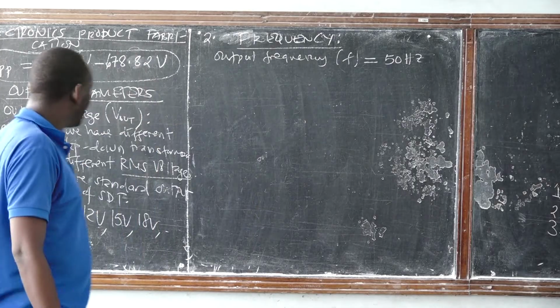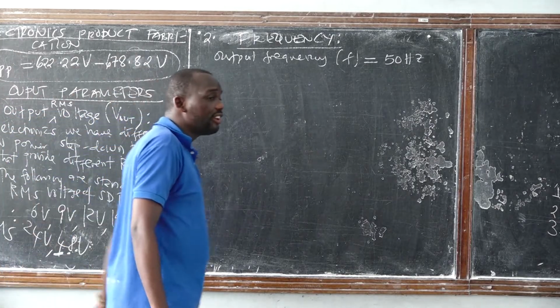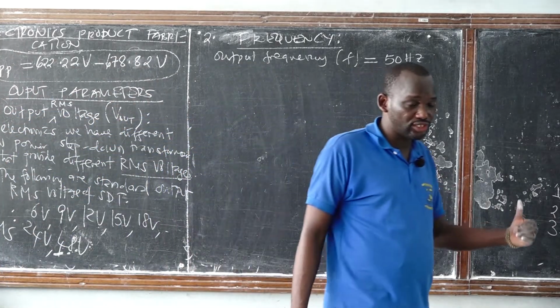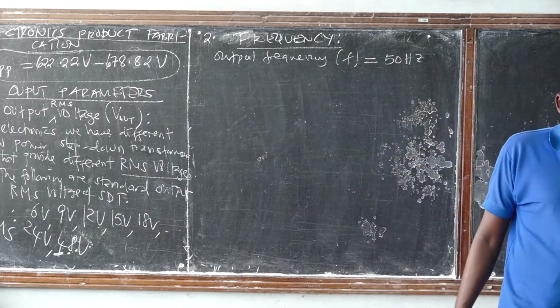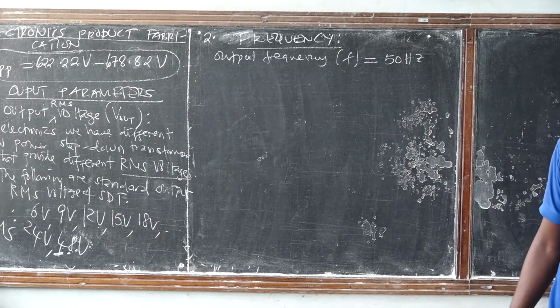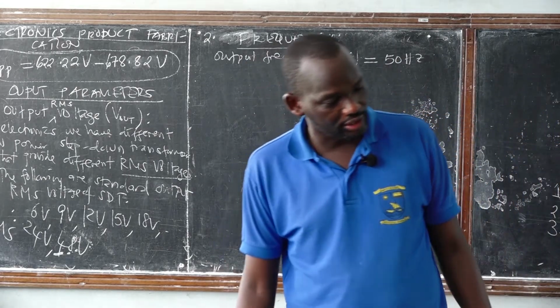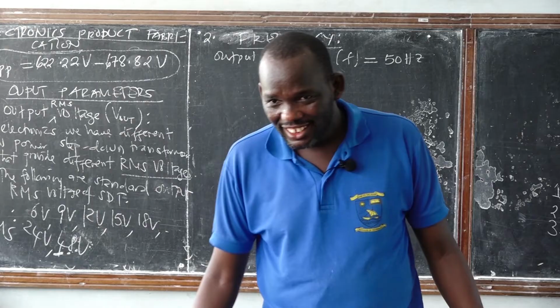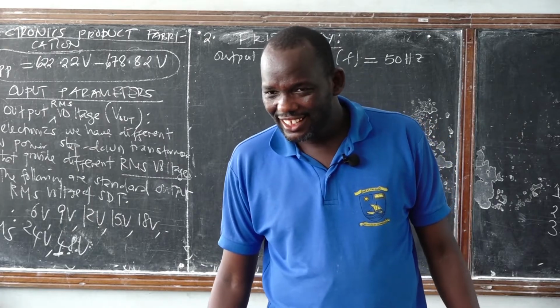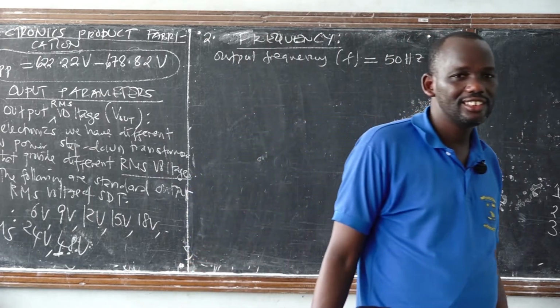But now you see the root mean square voltage has been reduced from 220 or 240 volts to either 6 volt, right? Or what? 9 volt or what? 12 volt or what?